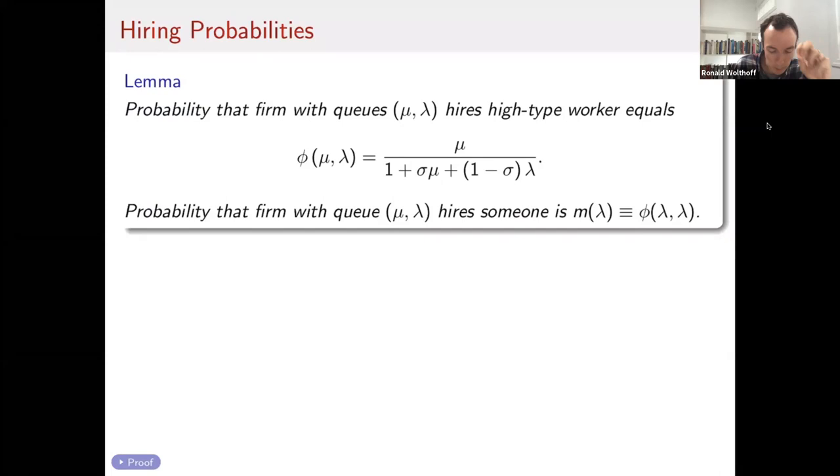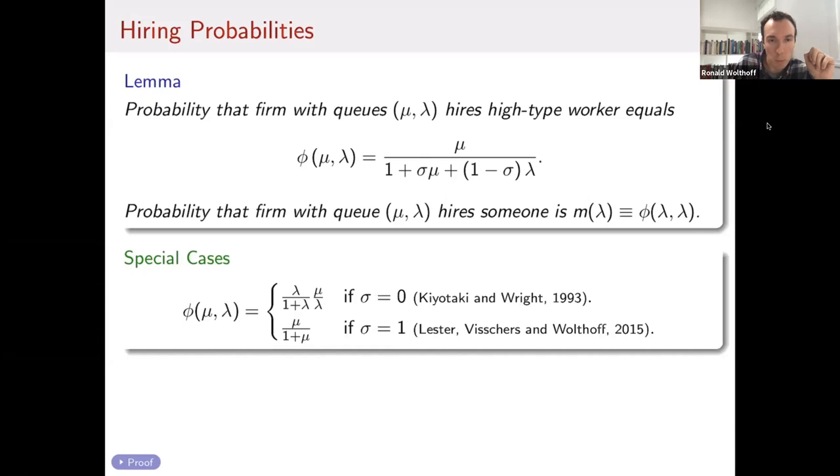You can derive, given the micro foundation of the matching process that I've shown to you, the following object: the probability that a firm with certain queues hires a high type worker. Okay, it turns out, let's call that phi of mu and lambda, that it has this structure here. If you set sigma equal to zero or sigma equal to one, you can actually get special cases that you might be more familiar with, right?